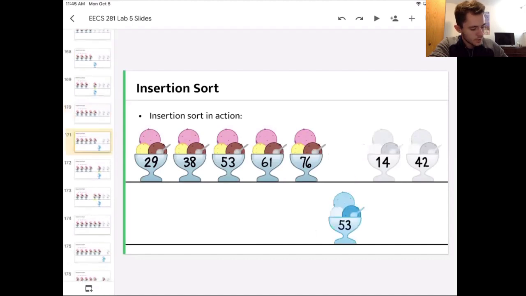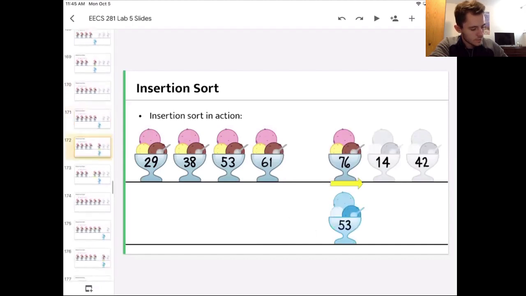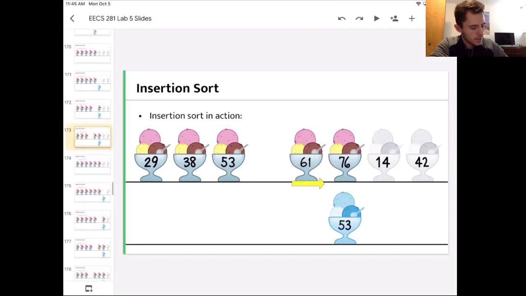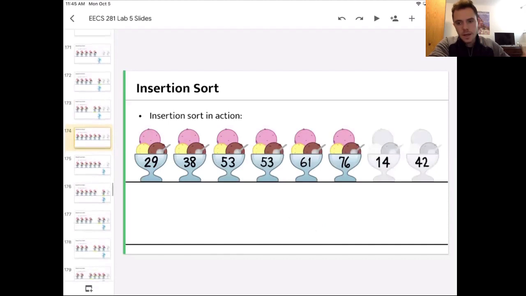Now we're going to insert our next 53. We shift left once, shift left again. 53 is not smaller than 53, so we just put it here. This allows our array to maintain the original order that we saw. These elements didn't have to be swapped. The relative order of the 53s was maintained.